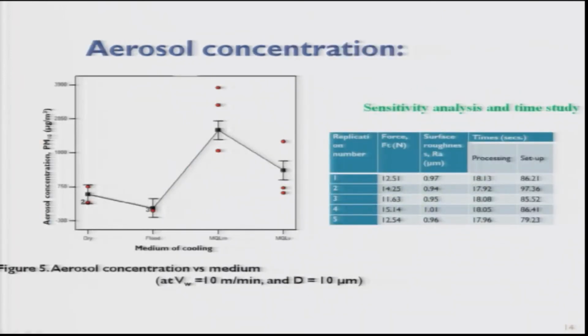Now, aerosol concentration. You might have noticed in the data chart which I showed you, this dry machining had an aerosol concentration of the order of 650 micrograms per meter cube, and this is lesser, this is going way higher, again this one is lesser. So, reasons for this, there is always physics behind this one.